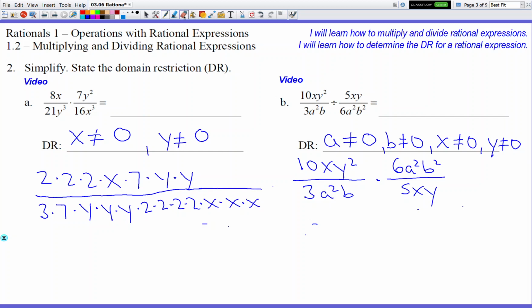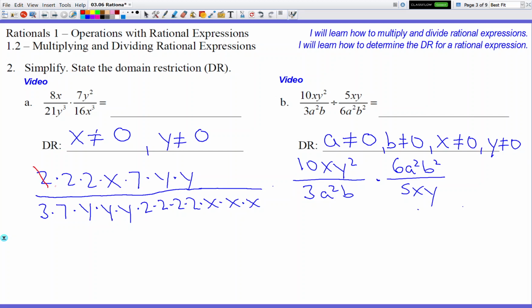Okay, so let's start crossing things out that match. Okay, so I got a 2 on the top. Oops, why did I erase? Oh, I put it on eraser. I thought I put it on red pen. Maybe I didn't. Okay, so let's cross out things that match.